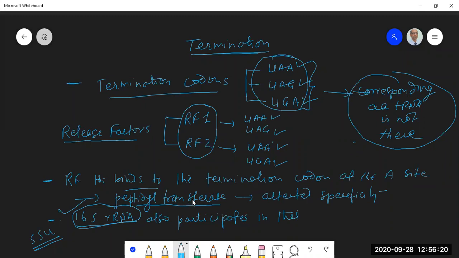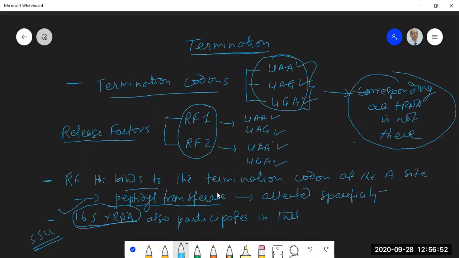What was found out is that if there is a deletion in 16S ribosomal RNA, or you replace a few nucleotides of it, the translation doesn't get properly terminated, even if you have any of these three codons at the A site. So this phenomenon signifies the role of 16S ribosomal RNA in the termination of the translation process.